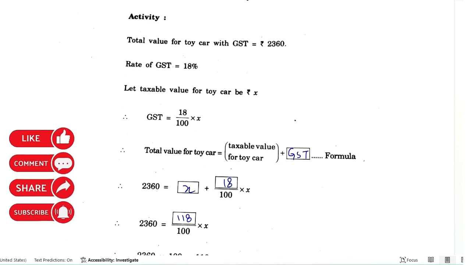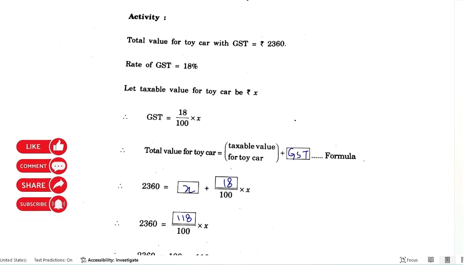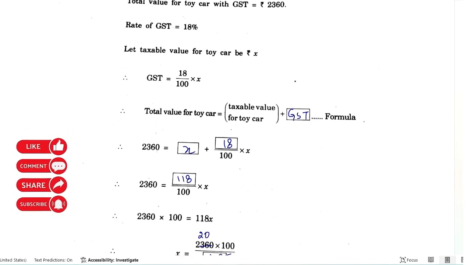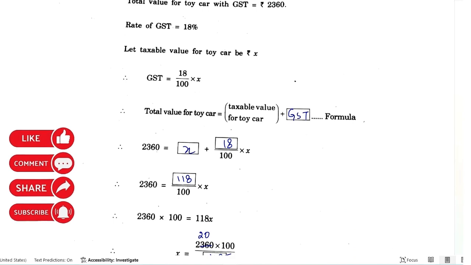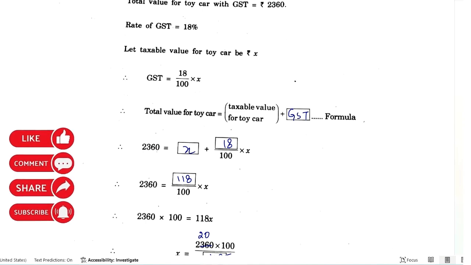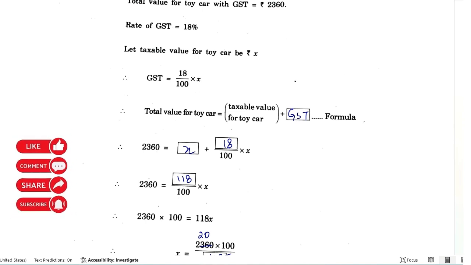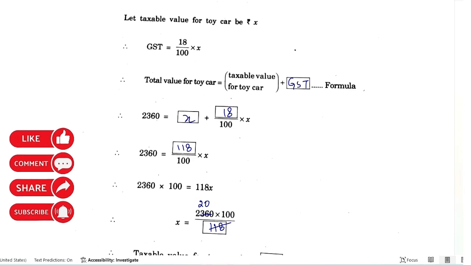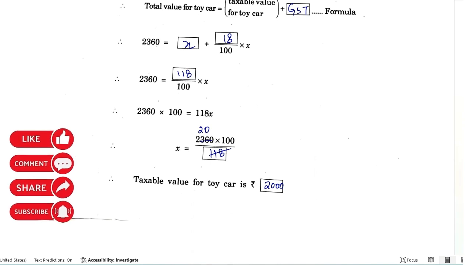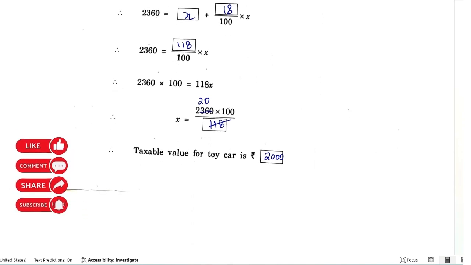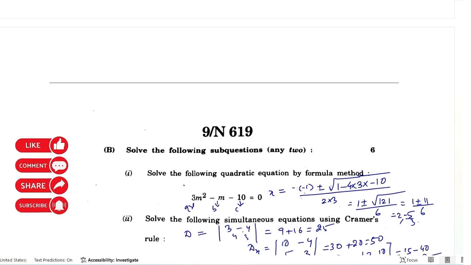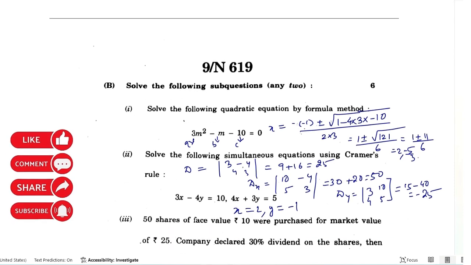So simply put it here and equate it to the amount which is given here. So 2360 equal to X plus 18X by 100, and just solve it and you will get the taxable value as 2000 rupees. So quite easy. Now coming to B subpart here, there is a choice out of 3, 2 have to be done.